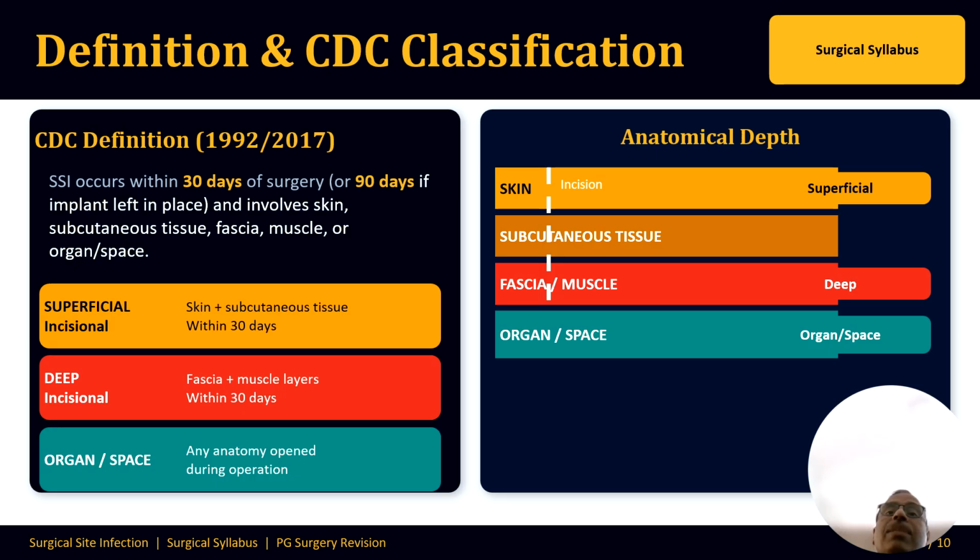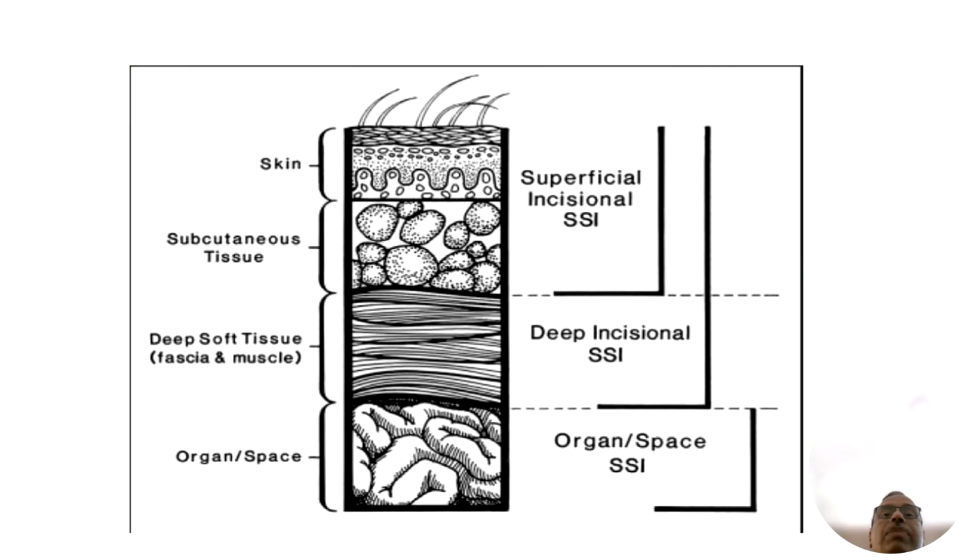So for skin and subcutaneous tissue, we have superficial. For fascia and muscle, we have deep. And for any organ involvement or any organ space involvement, we consider it as organ space SSI. So this diagrammatic representation will help you understand it better. If the skin and subcutaneous tissue is involved, then we would classify such type of surgical site infection as superficial incisional SSI.